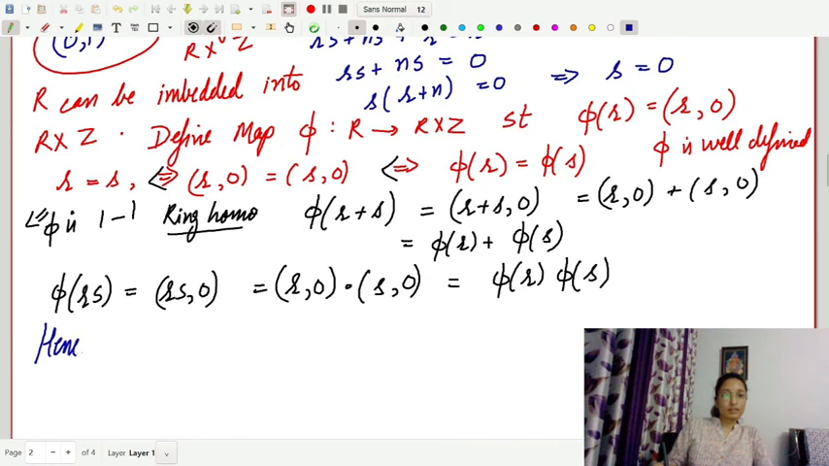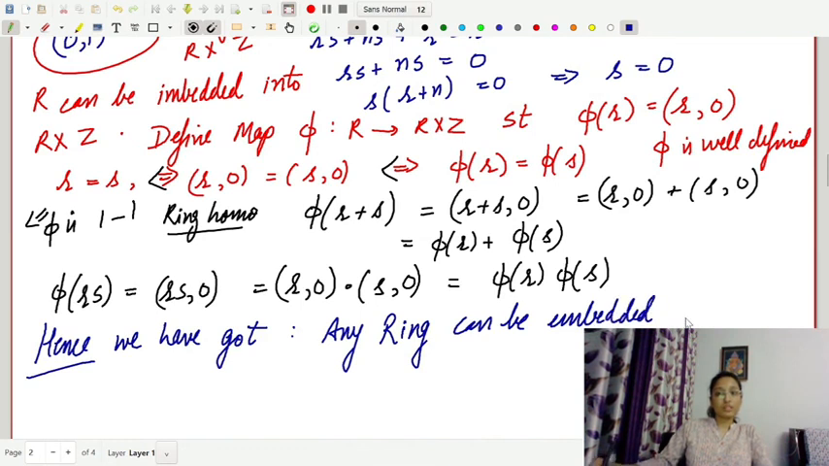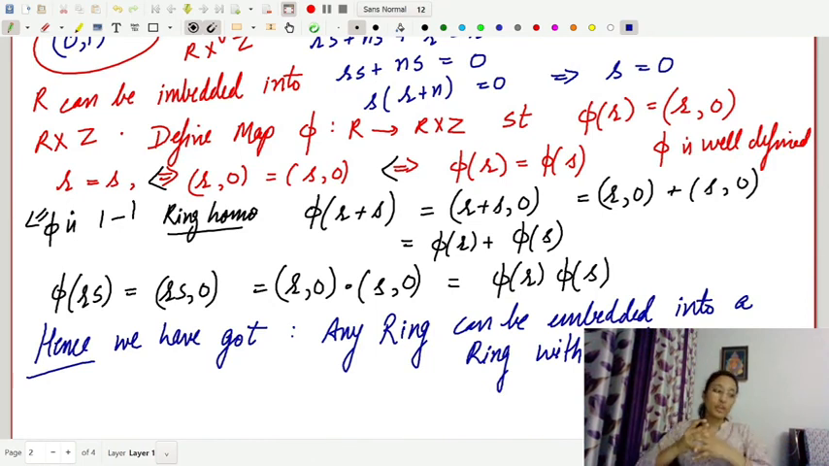Hence we have got that any ring can be embedded into a ring with unity. It was the embedding of a ring into a ring with unity.